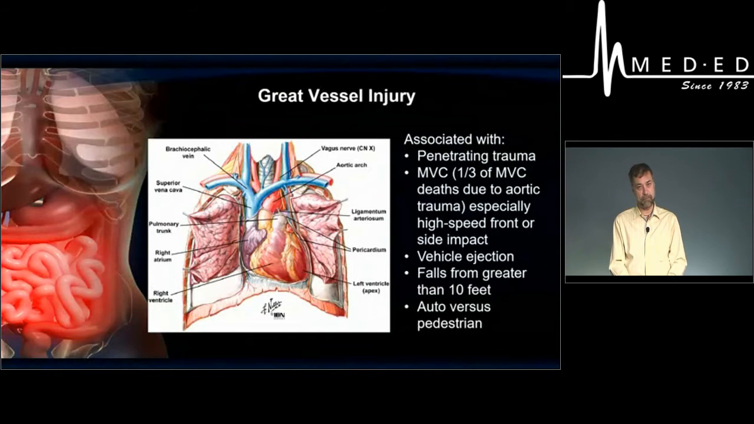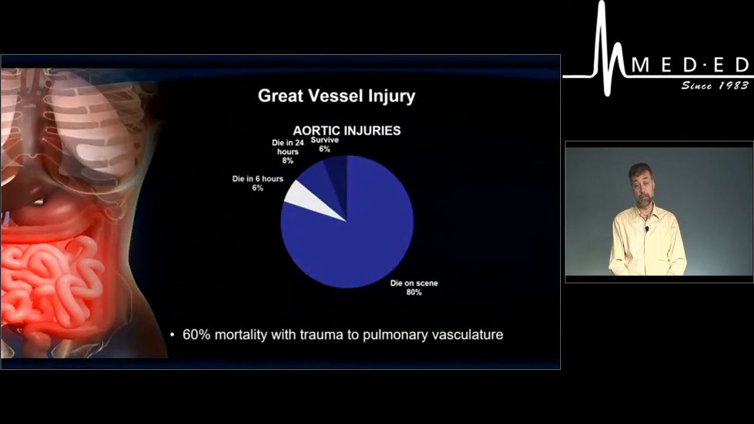So anytime you have those mechanisms involved, you're going to want to increase your index of suspicion for great vessel injury. Now, this probably comes as no surprise to those of you watching this video, but the survivability of great vessel injury is not great. If we look at the aorta, for example, 80% of people with aortic injuries will die on scene. They won't survive. The aorta tears, the patient exsanguinates within minutes, and even before EMS gets there, they may have already expired from exsanguination.